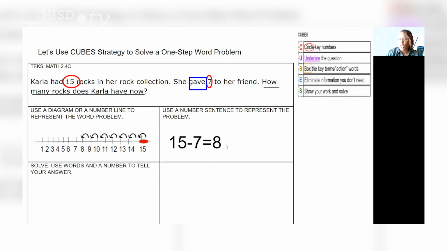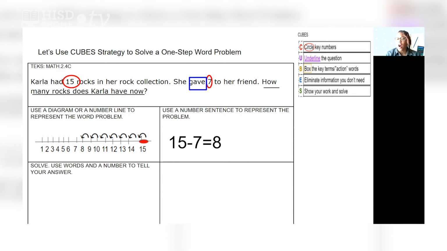My number sentence is going to say 15 minus 7 equals 8. Did you get 8? You guys are really intelligent. Now let's use words and numbers to tell our answer.